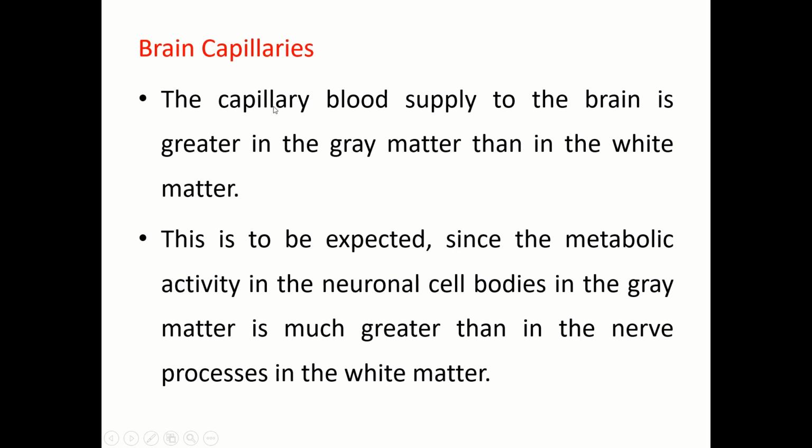So, brain capillaries. The capillary blood supply to the brain is greater in the gray matter than in the white matter. This is to be expected since the metabolic activity in the neuronal cell bodies in the gray matter is much greater than in the nerve processes in the white matter.